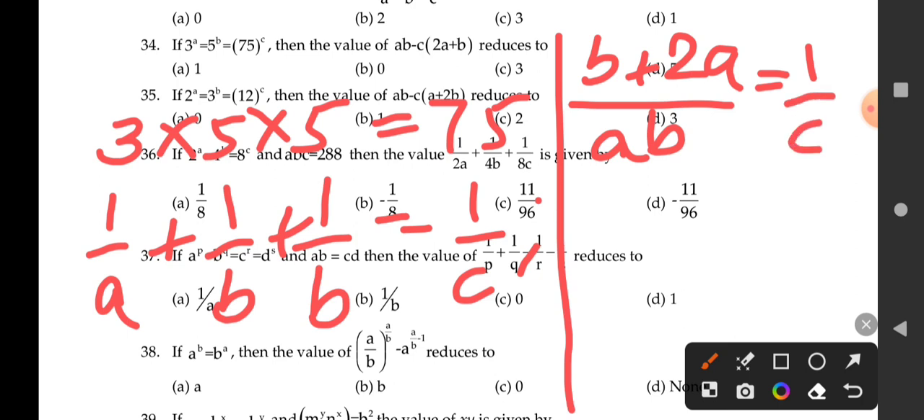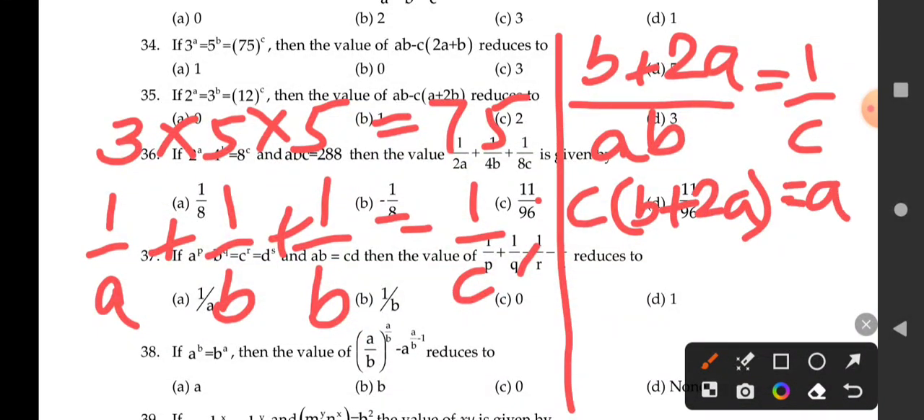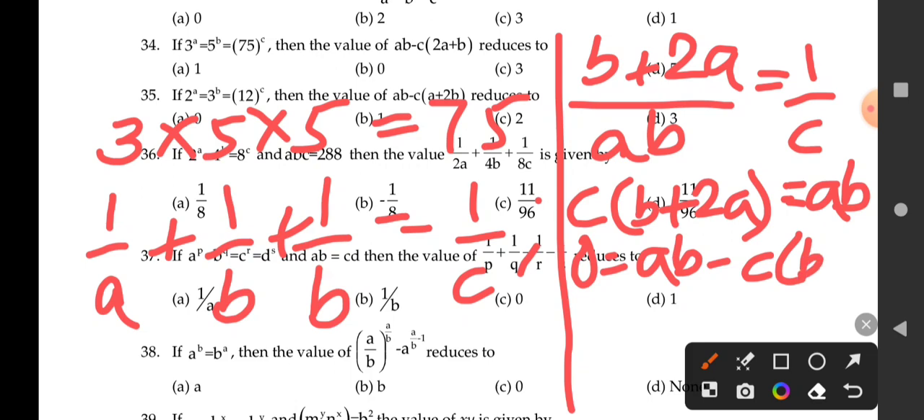I hope you are able to follow this. So c into b plus 2a is equal to ab, and taking the terms to the right side, we have 0 is equal to ab minus c into b plus 2a. This is what is asked. Correct? So option number B.